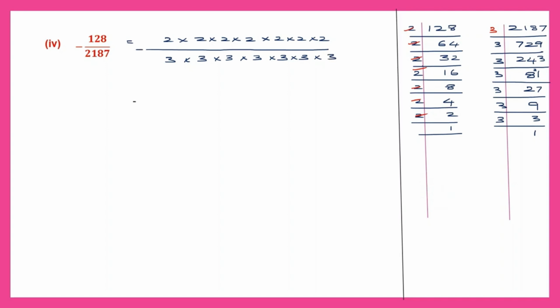So now let's put it in the exponent form. So we have minus here and 2, we have 7 of them, isn't it? So 2 raised to the power of 7 by 3, also we have 7, 3 raised to the power of 7.